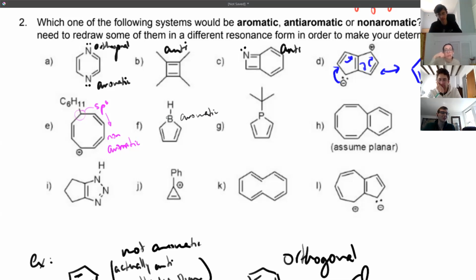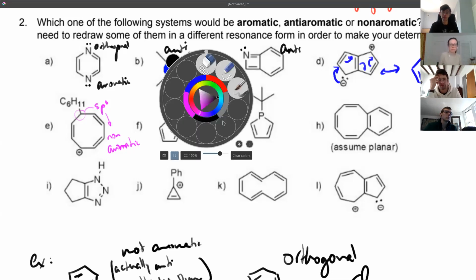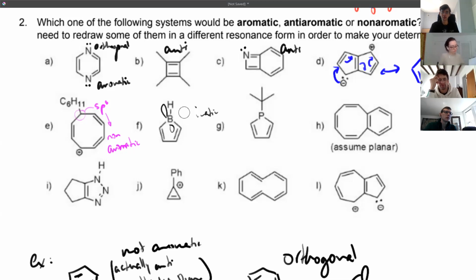There's an important question. Does boron have an extra electron pair? See, I actually put non-aromatic because isn't boron a weird one where it's happy with 3, happy with 6? Wait, but then why would the cyclopropene be aromatic, whereas this one's non-aromatic? Sorry, actually, it's not non-aromatic, it's actually anti-aromatic. Okay. I should have said.